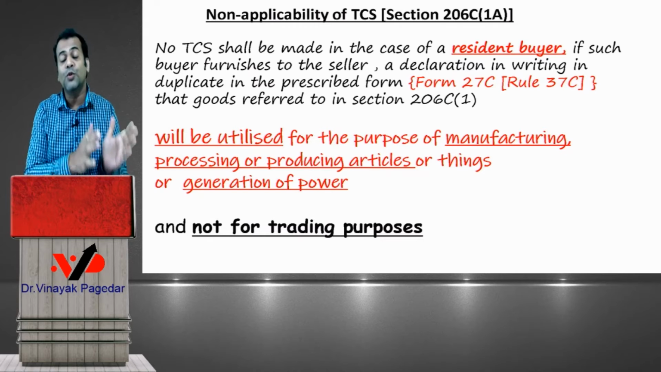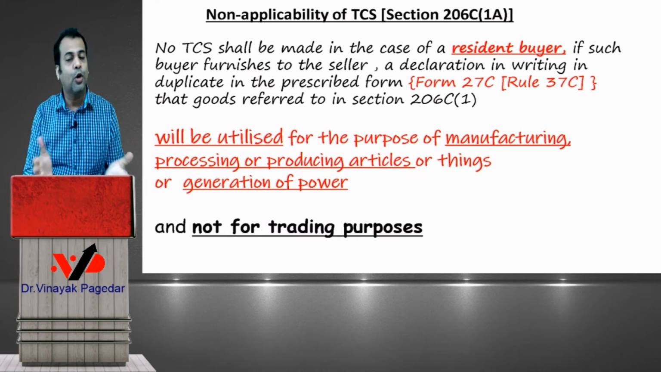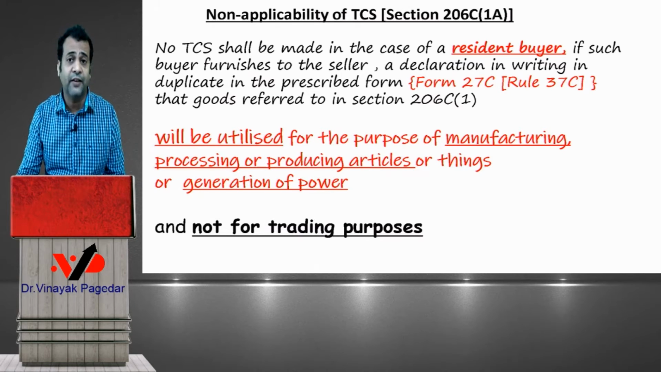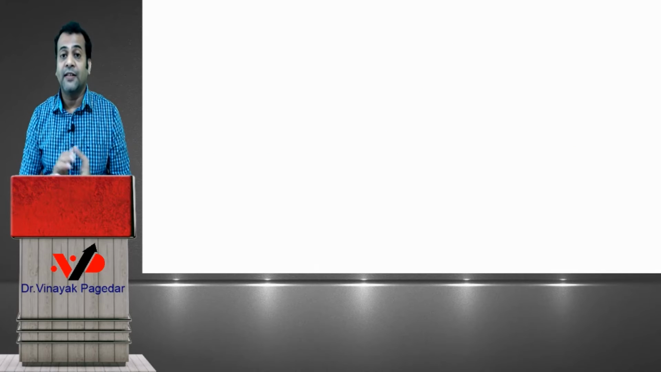But if you are going to use the notified goods for further manufacture, then TCS will not be levied on you if you are the buyer. So I hope this is very clear. Also, my friends, as per section 206C(1C), the lessor of any right, interest, etc.